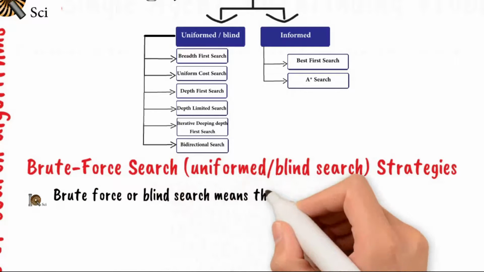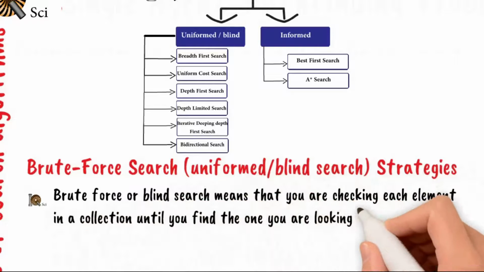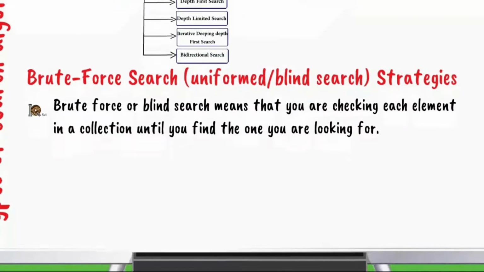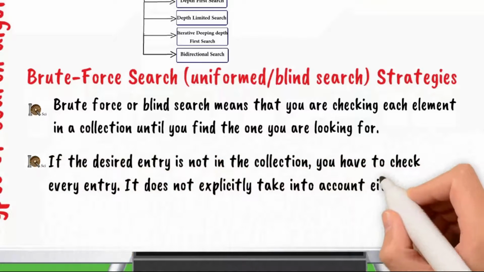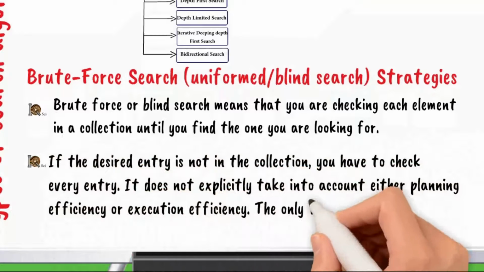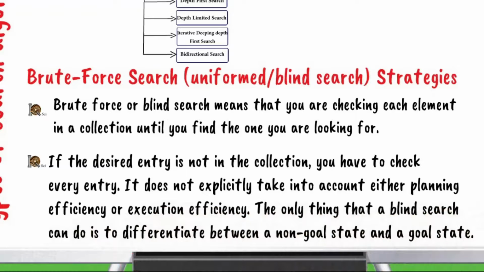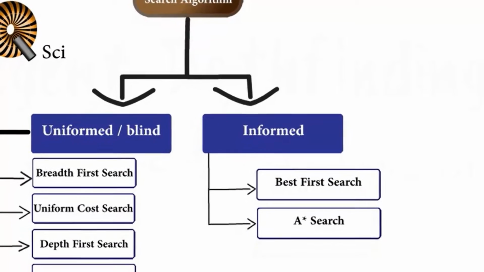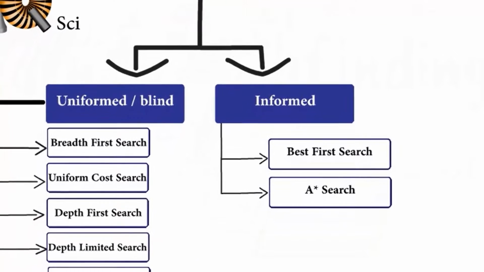Brute force or blind search means that you are checking each element in a collection until you find the one you are looking for. If the desired entry is not in the collection, you have to check every entry. It does not explicitly take into account either planning efficiency or execution efficiency. The only thing that a blind search can do is to differentiate between a non-goal state and a goal state. The most important brute force techniques are breadth first search, depth first search, uniform search, and bidirectional search.